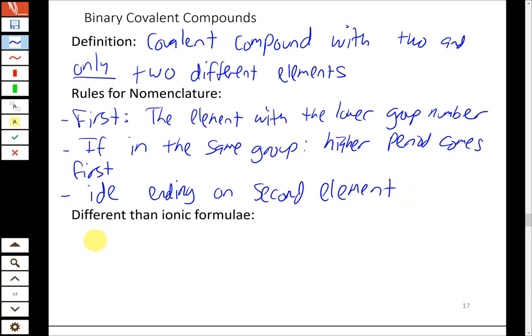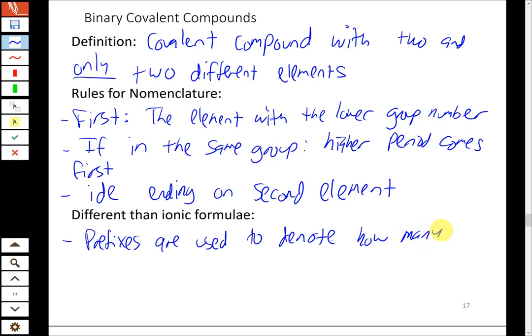Now again, the only major difference between ionic formulas is that you use the prefixes to tell you how many of each atom there are. So ionic formulas never use prefixes. We saw that in the several examples we gave of ionic compounds earlier. But for binary covalent compounds, you need to have prefixes to tell you how many of each atom are in the formula.